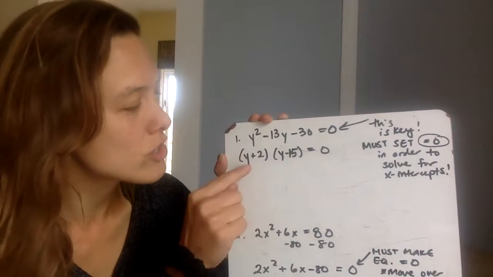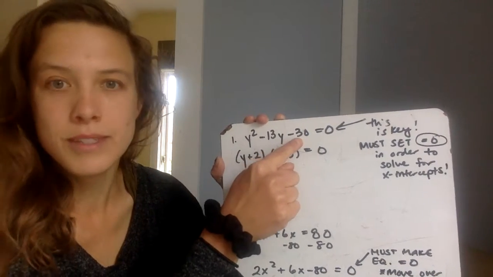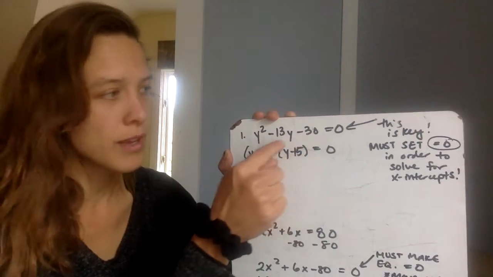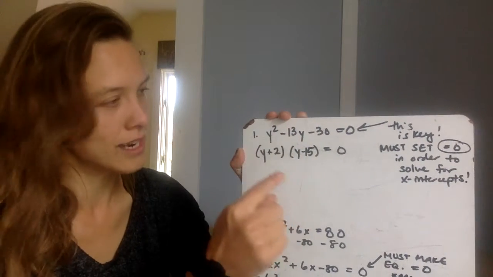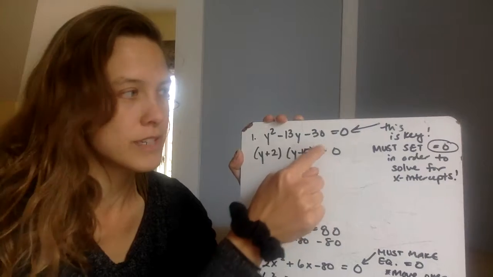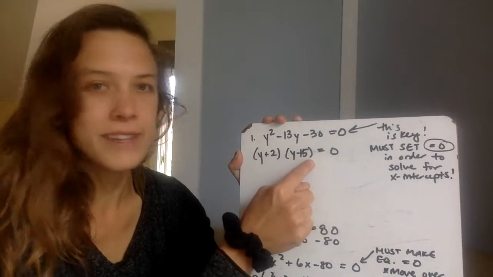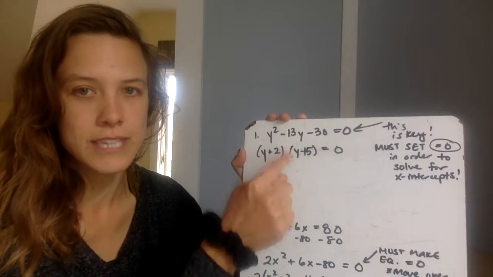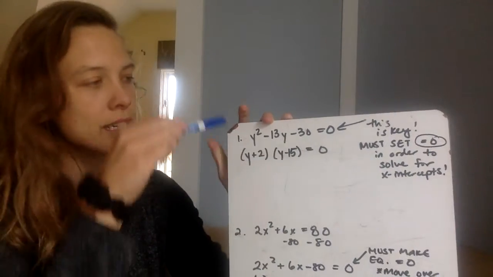I'm going to factor this trinomial: what two numbers multiply to negative 30 but add to negative 13? That's negative 15 and positive 2. 2 times negative 15 is negative 30. 2 plus negative 15 is negative 13. And so I'm going to set this equal to 0.